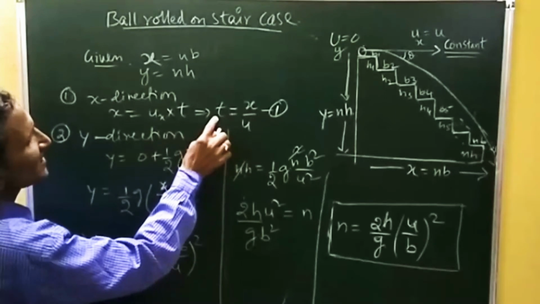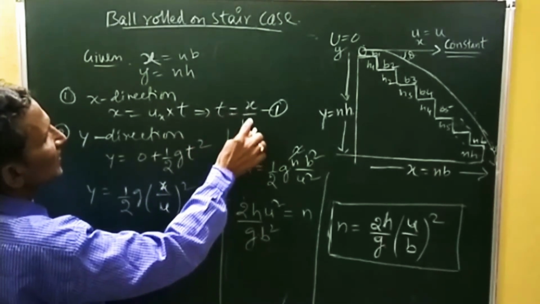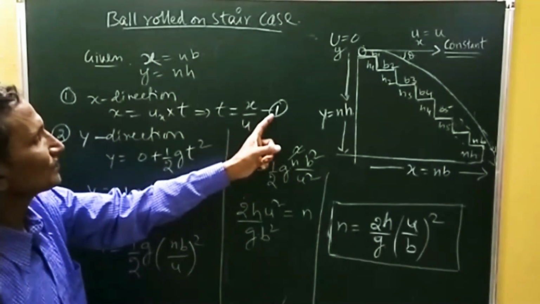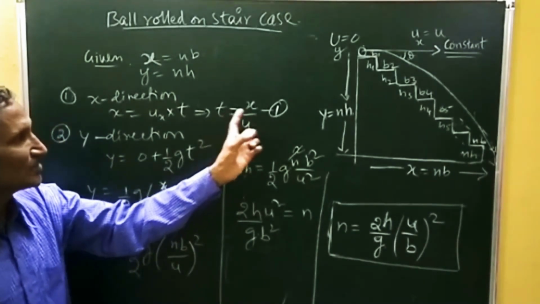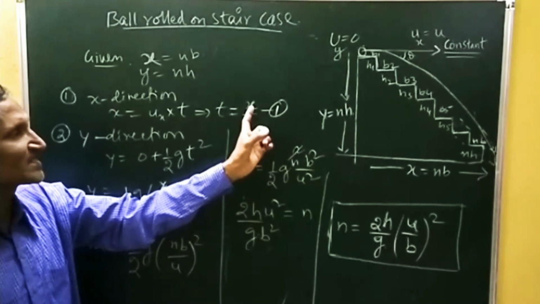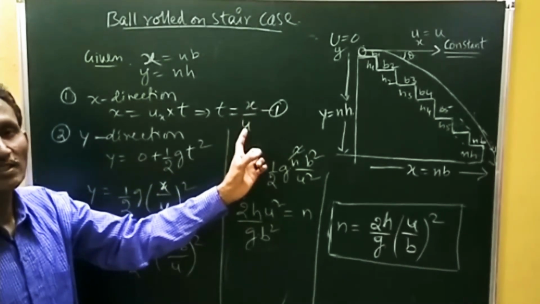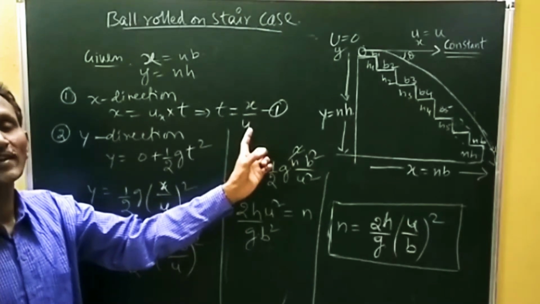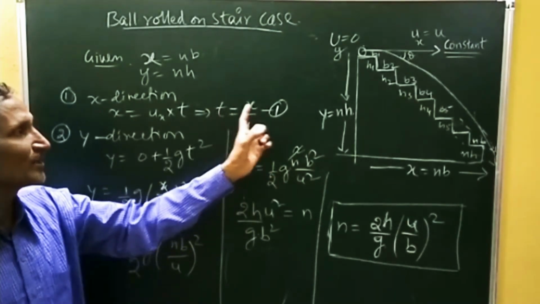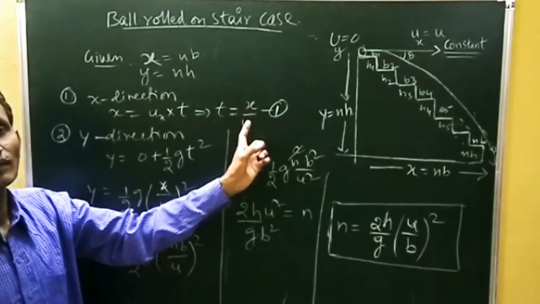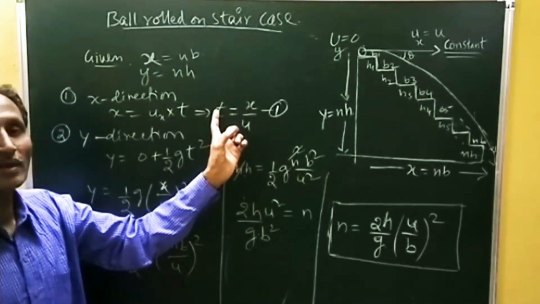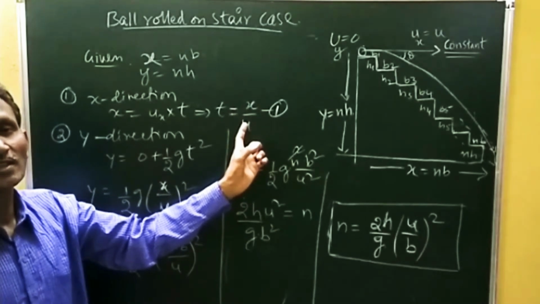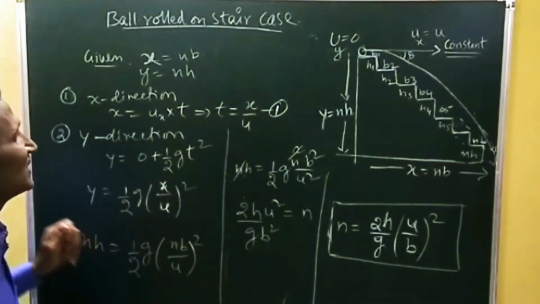Then from the time equation, t is equal to x by u. Make it equation 1: the time of flight is equal to x by u. The time is equal to distance by velocity. So the total time taken by the body is the total distance traveled by the body divided by its velocity, that is, the initial velocity.